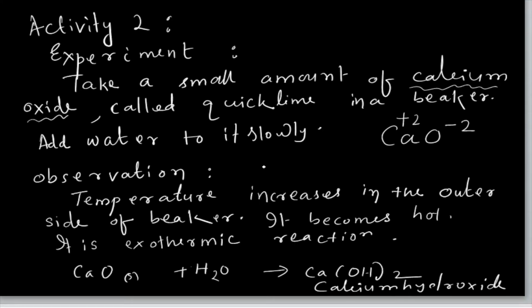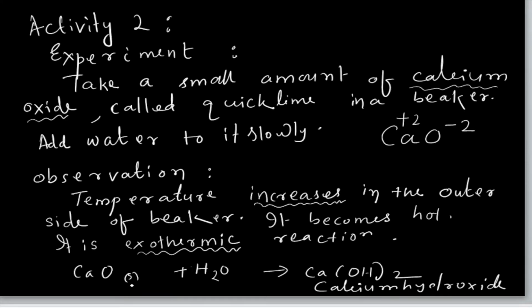Then when you add some water to quicklime in a beaker, and water is added slowly, what happens? Heat is produced and you feel the outer side of the beaker is hot. That means the temperature increases in the beaker, on the outer side of the beaker. What is the meaning here? It is also an exothermic reaction. What is the meaning of exothermic reaction? When heat is produced in the reaction.